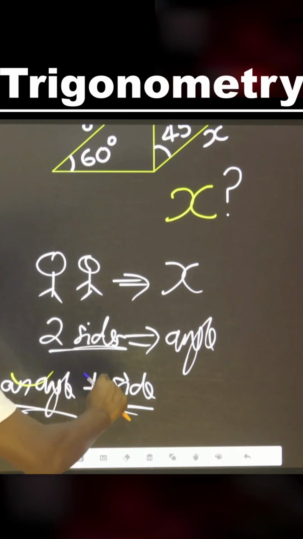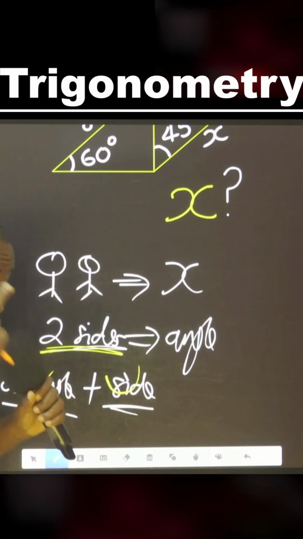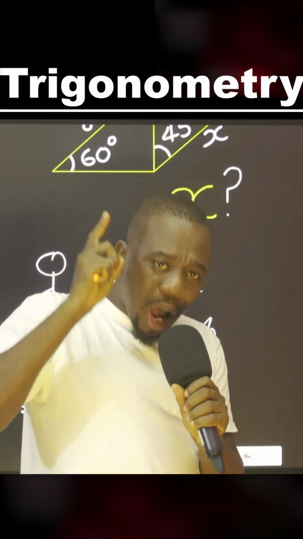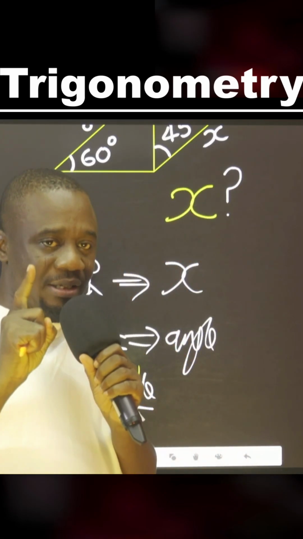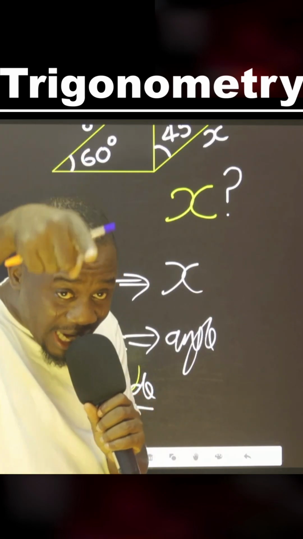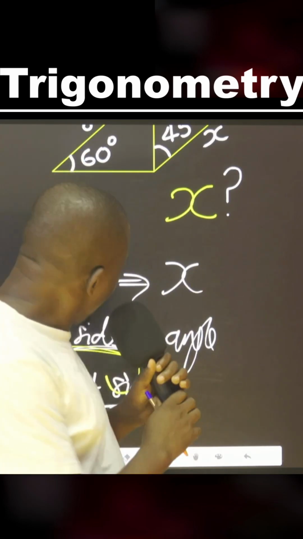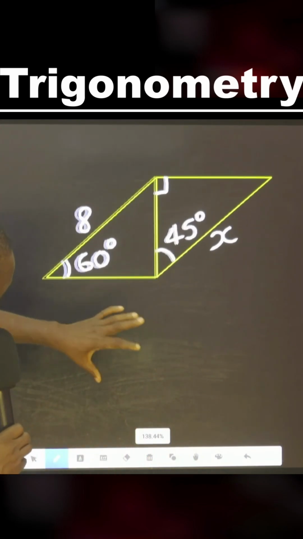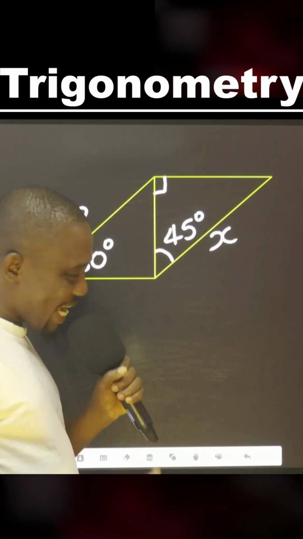It's always two sides. Two things must look for one thing. When you have only one thing looking for another thing, it can never happen. What I'm saying to you is this. In this diagram, we are asked to find X.